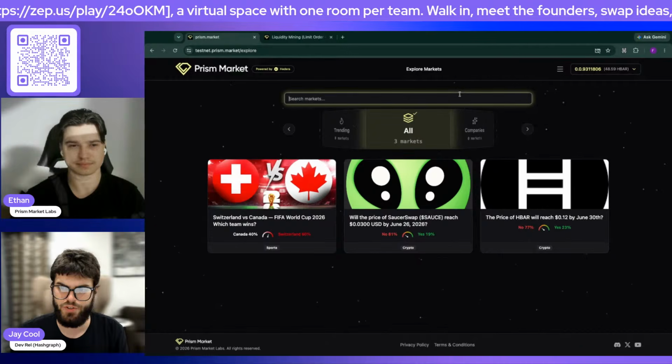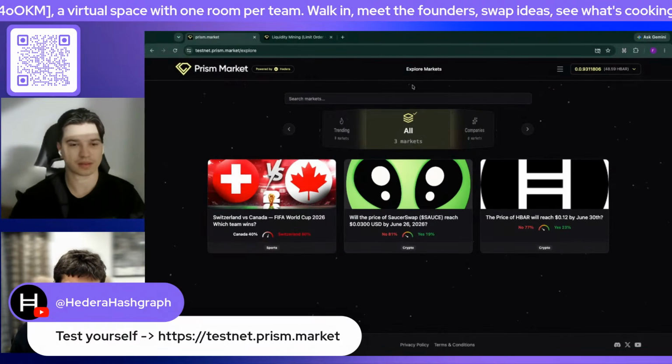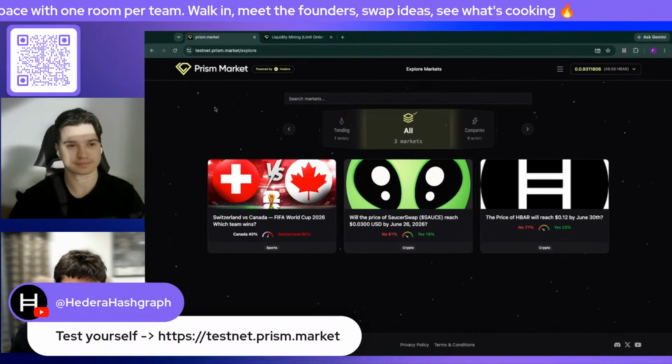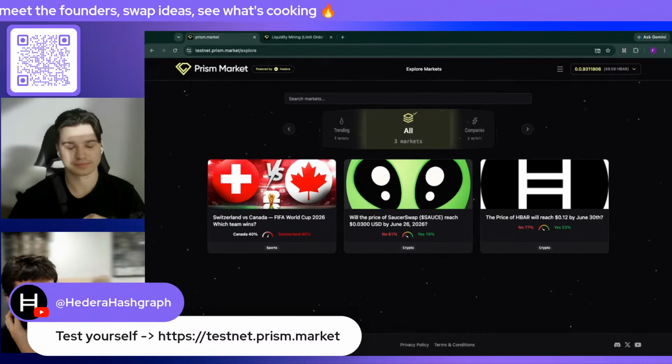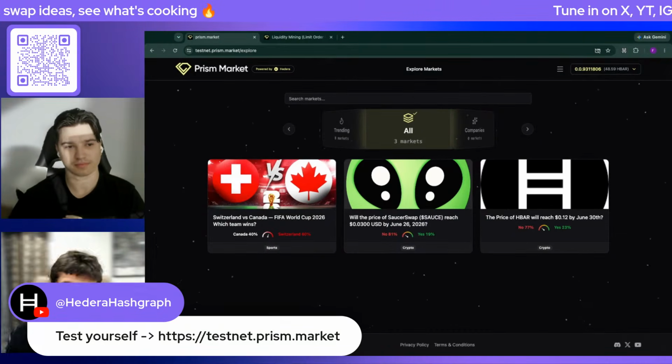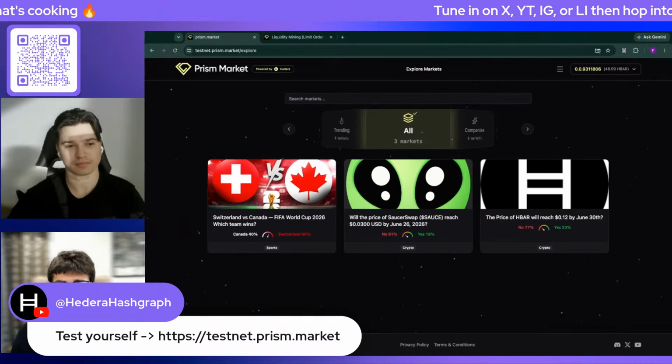That's really great. I've just added the link on the website here, so you can actually test this out yourself. This is live on testnet. If you go to testnet.prism.market, there are these 3 markets open right now.